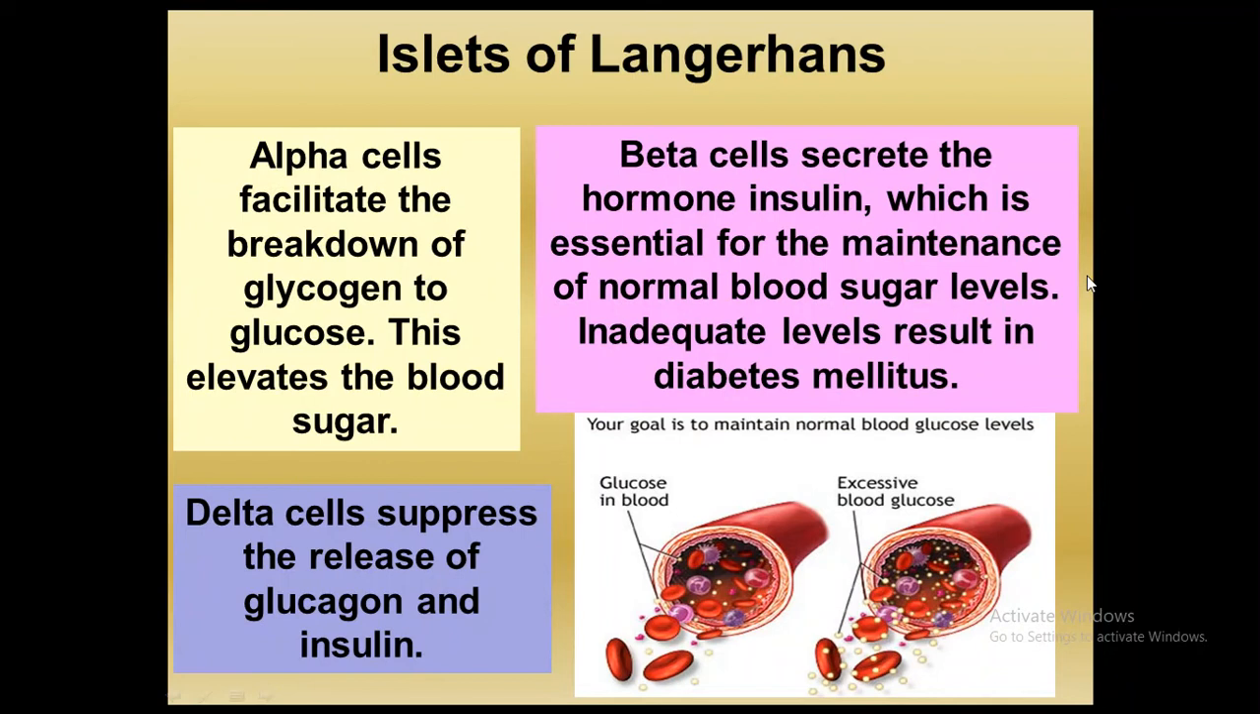Then delta cells suppress the release of glucagon and insulin, and these cells secrete one kind of hormone, named somatostatin. So insulin, which is secreted from beta cells, is the most important hormone in our body.